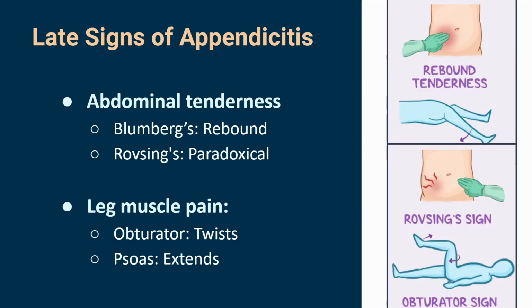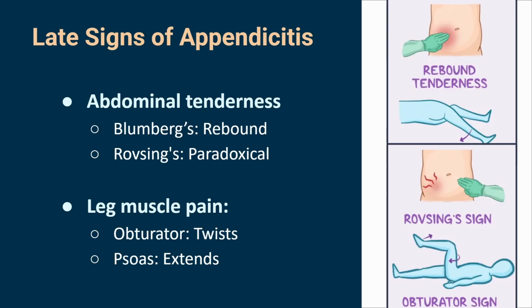I usually make them wrong answers on a test because I care most about McBurney's, right? But by definition, rebound tenderness is technically Blumberg's sign. Rovsing's is paradoxical. What's paradoxical mean? Opposite, which means I'm experiencing right-sided pain because I'm pressing on the left. John, if I have appendicitis, why would it hurt on the right if I pressed on the left side?